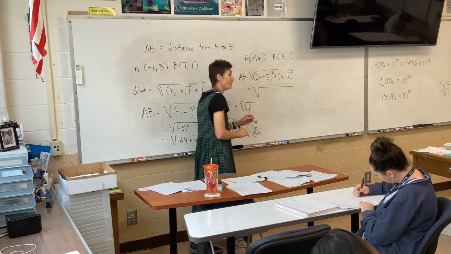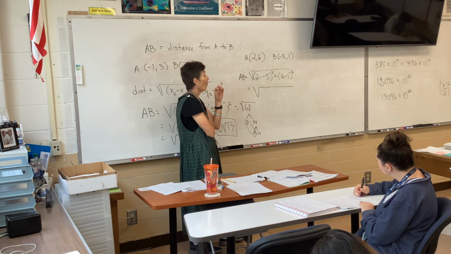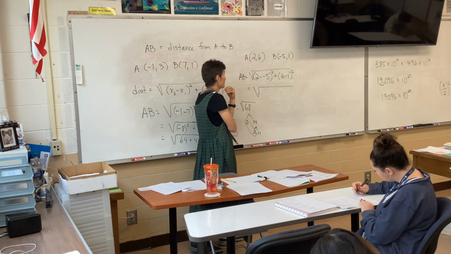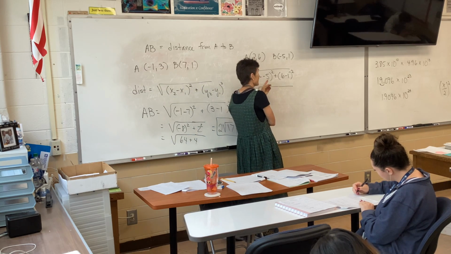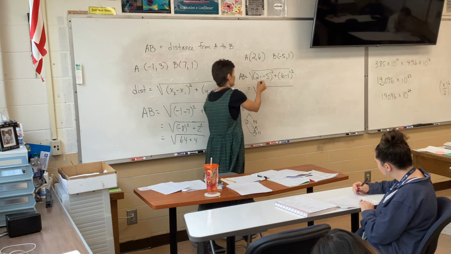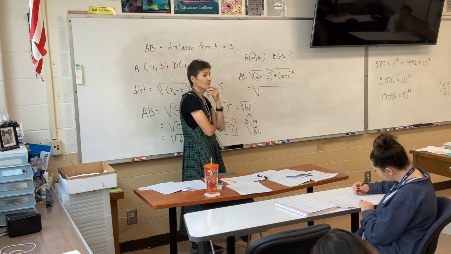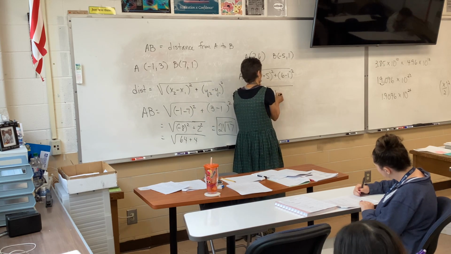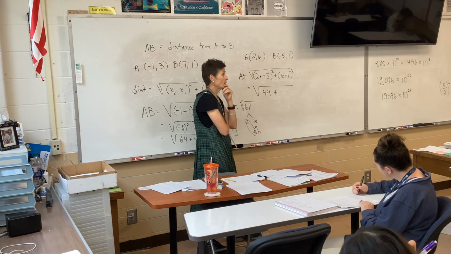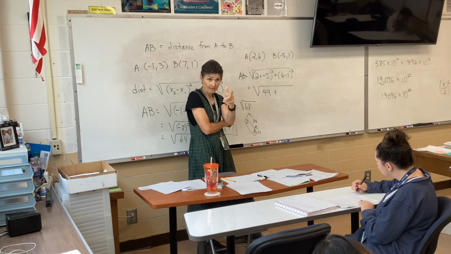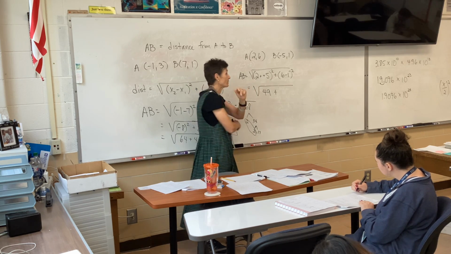Okay, did you do 2 minus -5, or -5 minus 2? And what did you get when you squared that? 2 minus -5 is 7. And 7 squared is 49. 6 minus 1 is 5, squared is 25.